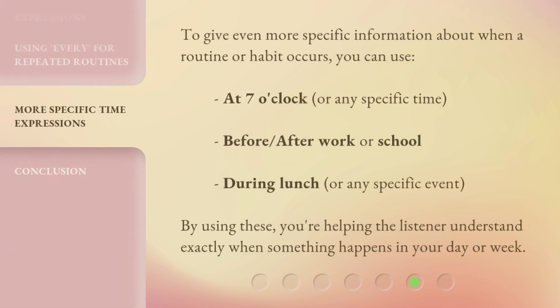To give even more specific information about when a routine or habit occurs, you can use at 7 o'clock, or any specific time, before, after work or school, during lunch, or any specific event. By using these, you're helping the listener understand exactly when something happens in your day or week.